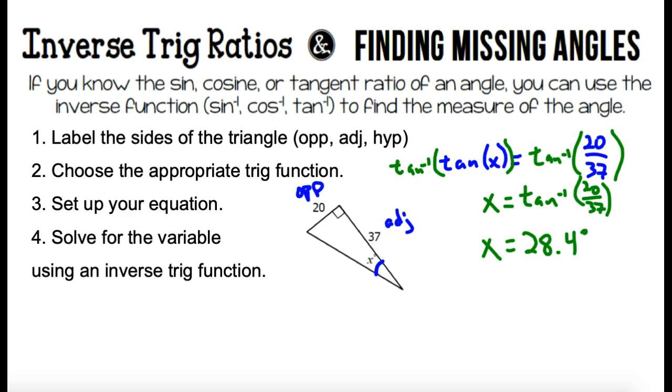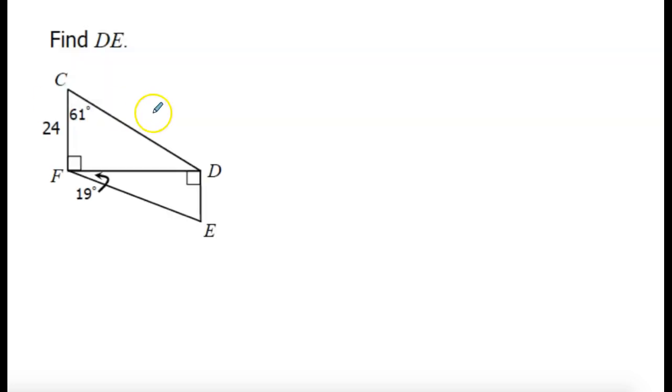All right. Now I do want to go through maybe one or two more that are just slightly more complicated. Okay. So let's take a look at something like this. On this one, I've got two right triangles connected by a single side. They share a side. My ultimate goal is to find DE. Okay, I want to find this length right here.